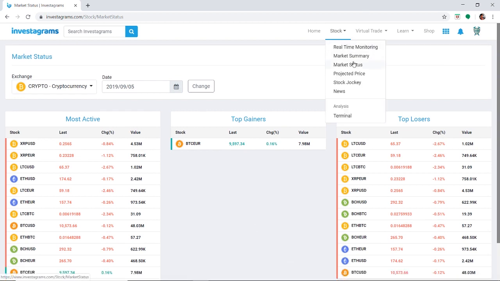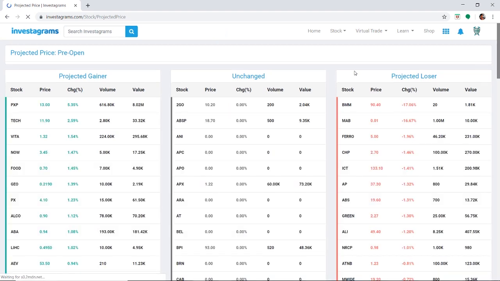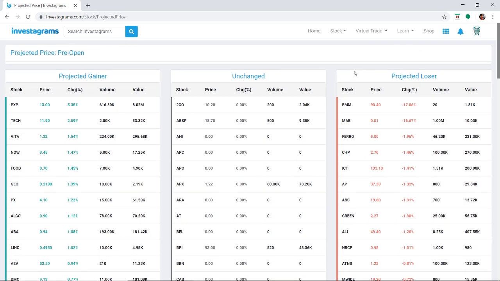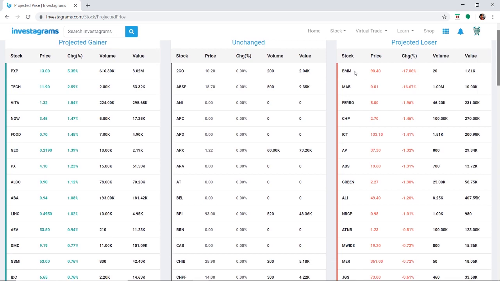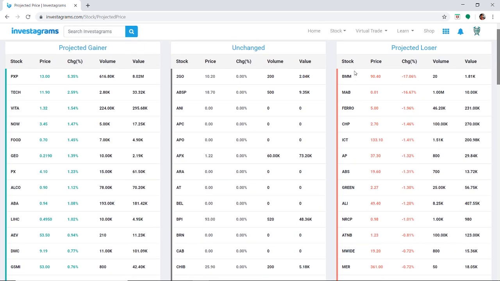Alright, next, take a look at projected price. This is something you look at before the market opens at around 9 o'clock, and that's the pre-open, and then during the pre-close. So this is the projected prices earlier today during the pre-open. So at least by looking at this, you can mentally prepare yourself to see what can happen to specific issues you're watching or to your positions.